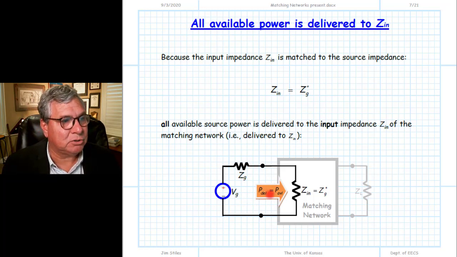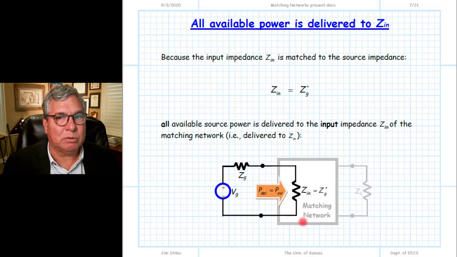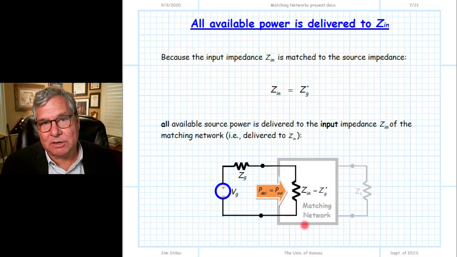The available power of the source now is delivered by this source. Where does that energy go? Well, it is absorbed by the input impedance. Now, what does it mean to say it's absorbed by the input impedance? Again, we talked about this earlier.